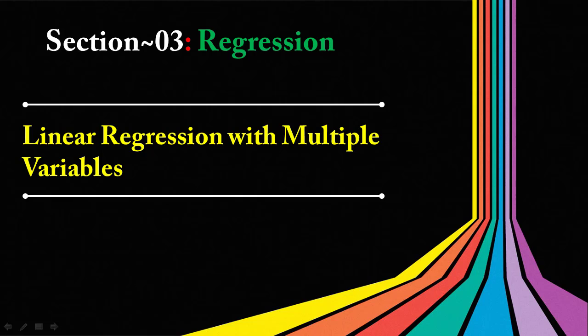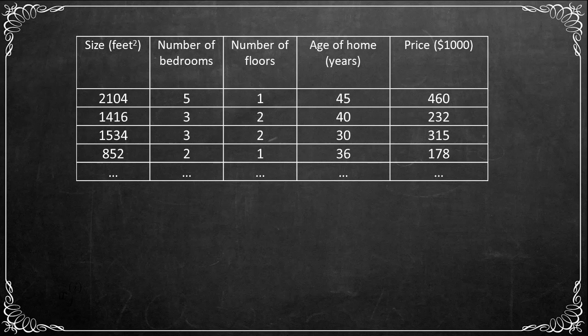In this video we're going to talk about linear regression with multiple variables. In the previous videos we had talked about linear regression with one variable, also known as univariate linear regression. Now from this video I would like to start talking about linear regression with multiple variables, also known as multivariate linear regression. So first of all, let's take a look at some of the notations that we will see in our equations for linear regression with multiple variables.